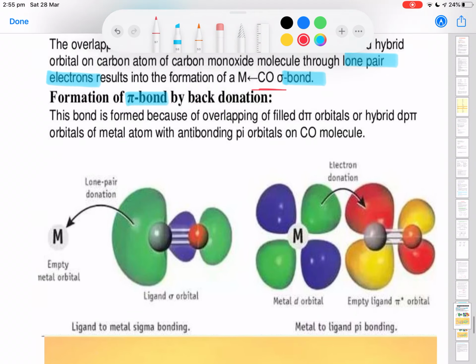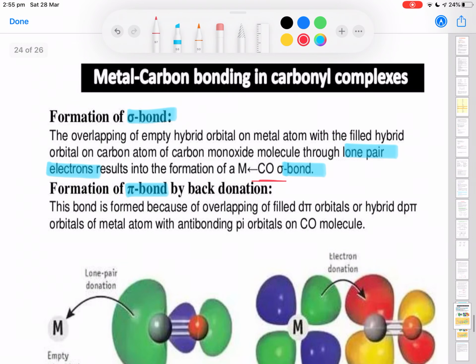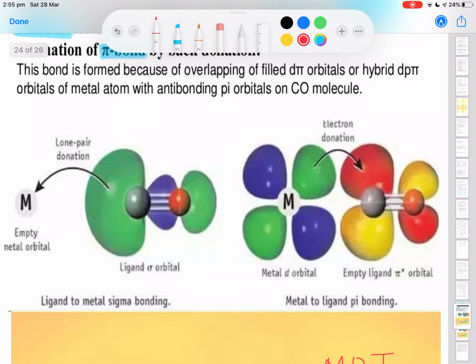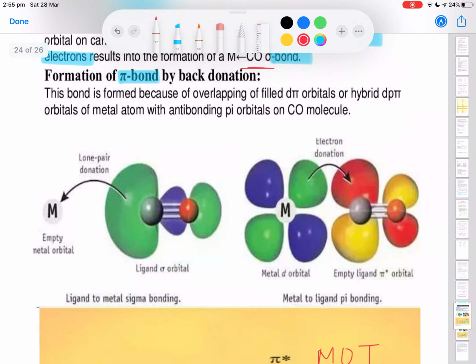So it's very clear over here that the sigma bond is formed due to the donation of the lone pair of electrons from the carbon atom of carbon monoxide, or carbonyl as a ligand, to the vacant d orbital of the metal atom. Okay, so this is what is highlighted here. Now likewise, what is the formation of pi bond over here and why does it happen?